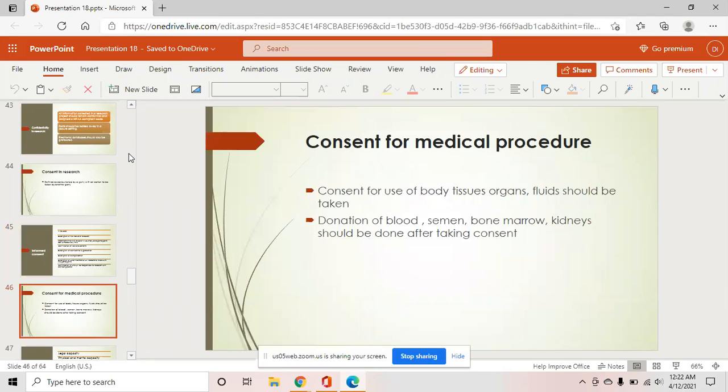Consent for medical procedures. Consent for the use of body tissues, organs, and fluids should be taken from the person. And if the person is dead, that consent should be taken from the guardian or the next immediate person who is most likely involved or relevant. Donation of blood, semen, bone marrow, and kidneys should always be done after taking consent.